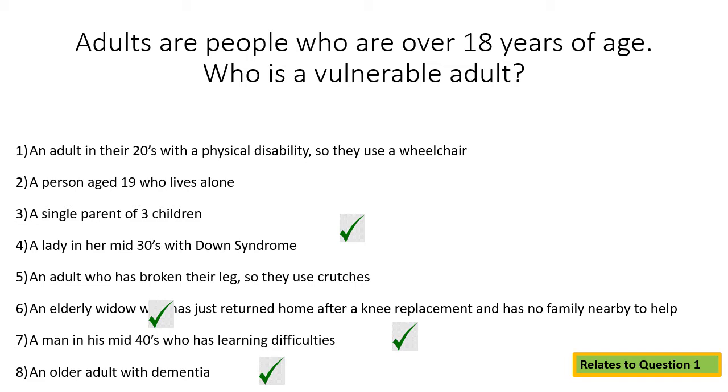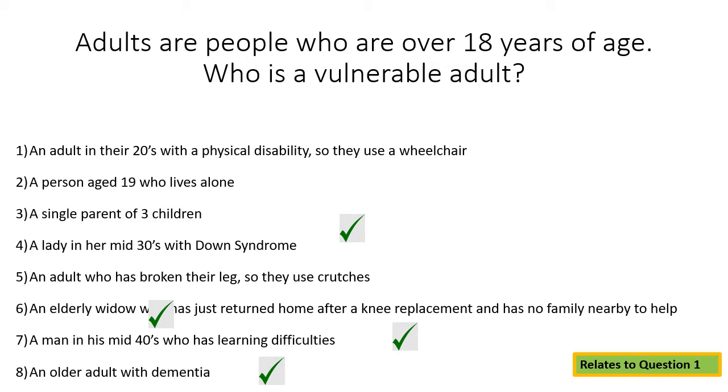So you will see on this slide that there are 4 green ticks, and those 4 green ticks are next to the adults who are classed as vulnerable. Number 4, a lady in her mid-30s with Down syndrome. Number 6, an elderly widow who has just returned home after a knee replacement and has no family nearby to help. Number 7, a man in his mid-40s who has learning difficulties. And number 8, an older adult with dementia.